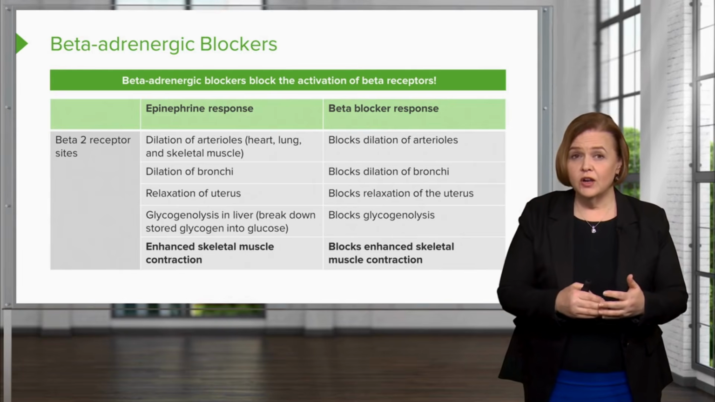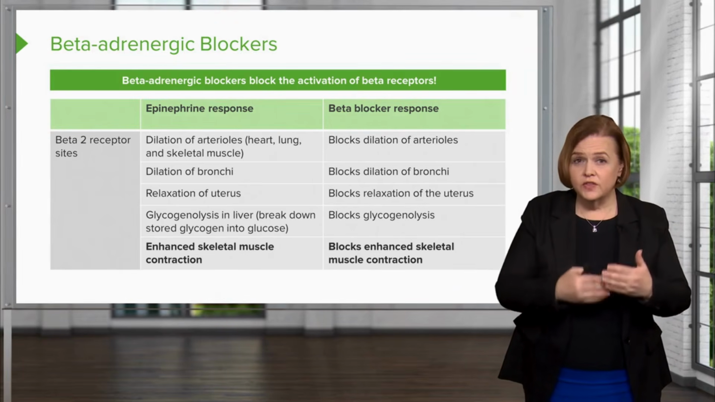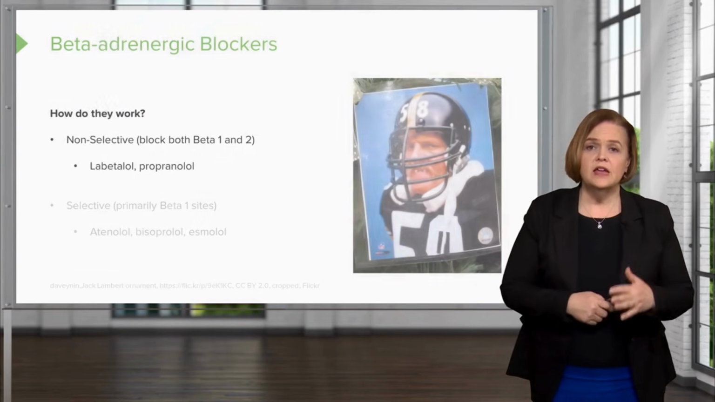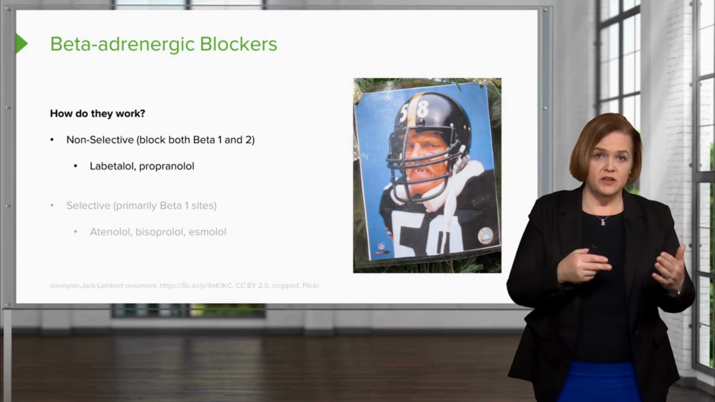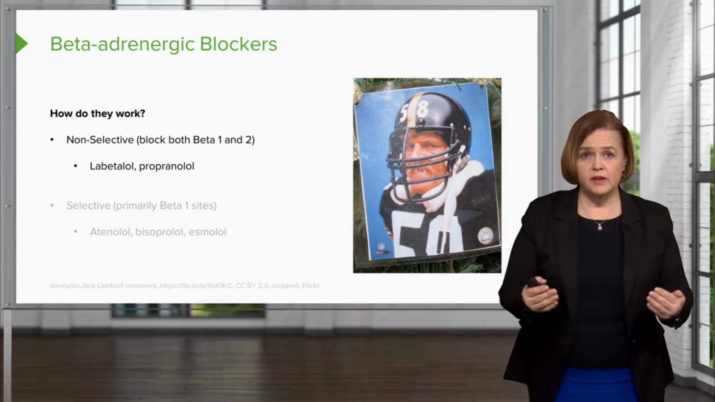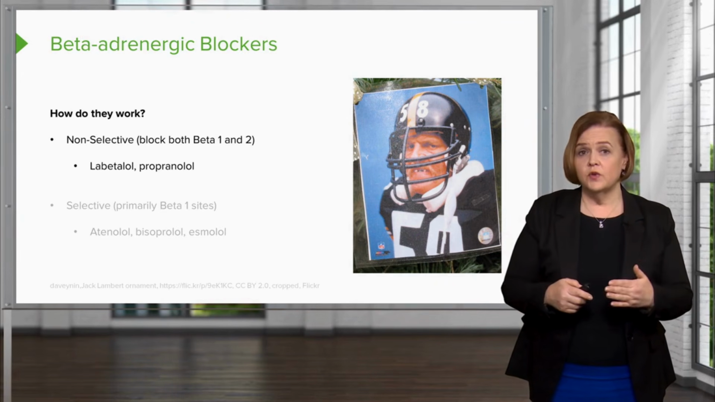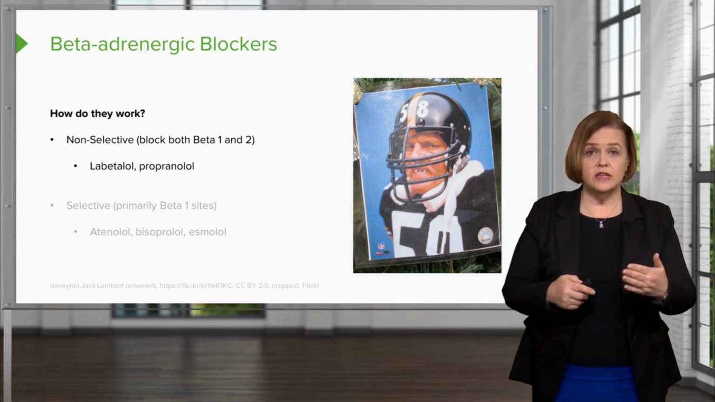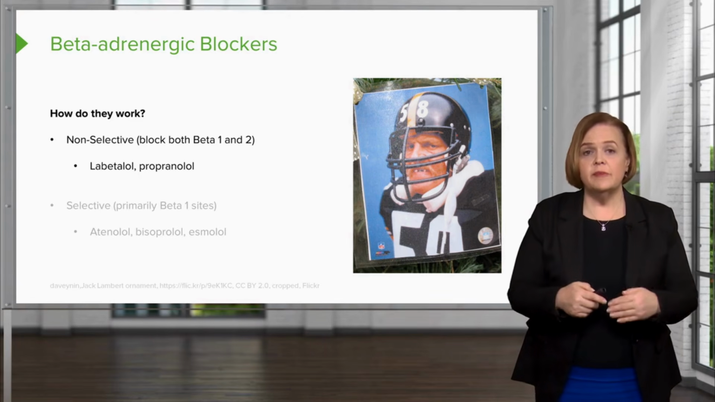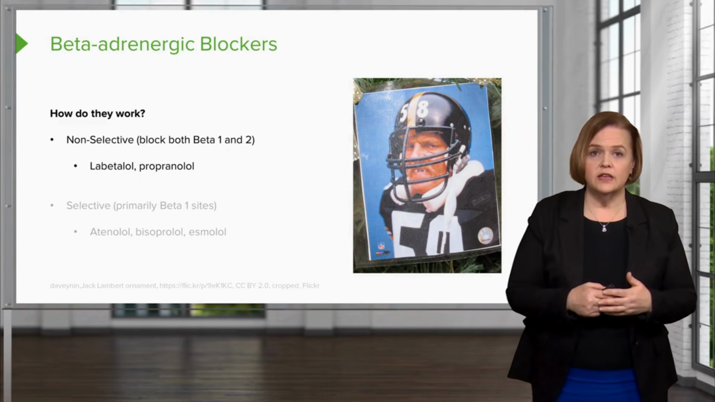Antagonist, blocker, antis, that's what all these drugs do, is they block the response of that receptor. Now, since you know what beta 1s and beta 2s do, you can easily remember how the patient will respond. So the non-selective ones block both beta 1s and beta 2s. That's why they're called non-selective. Labetalol, propranolol, those are two really good examples.